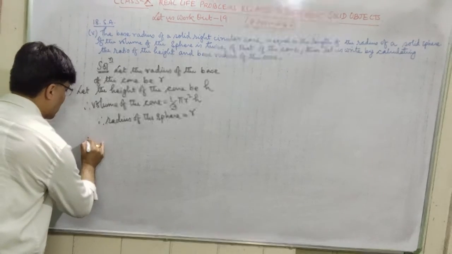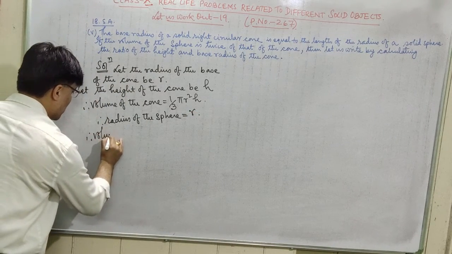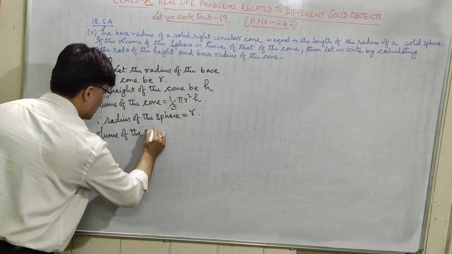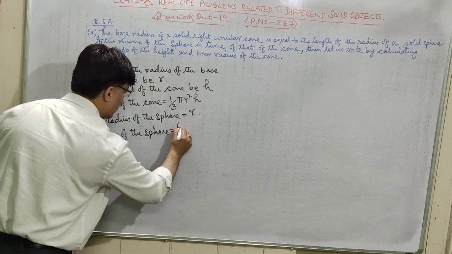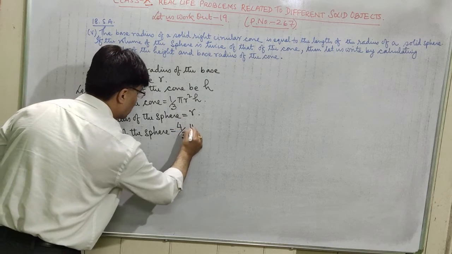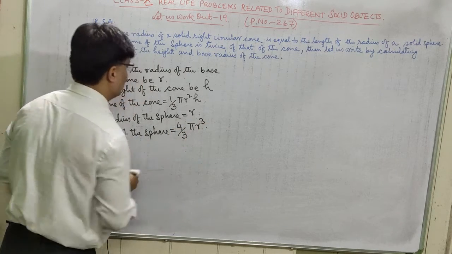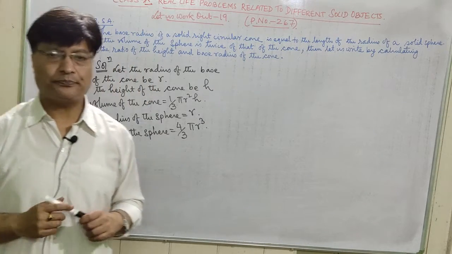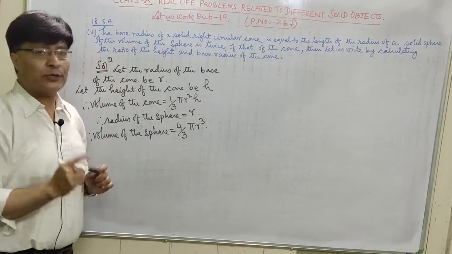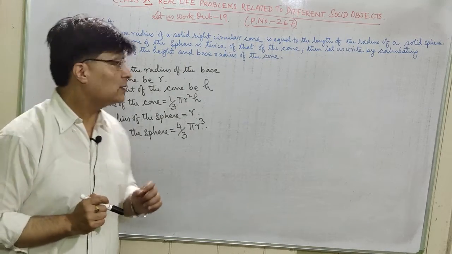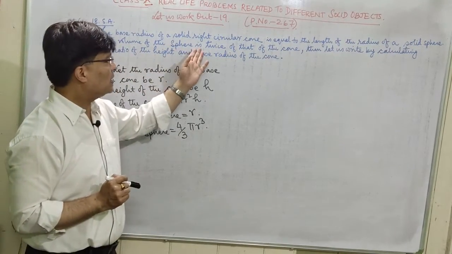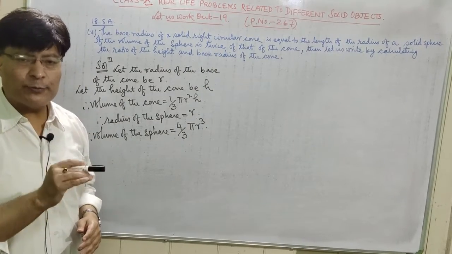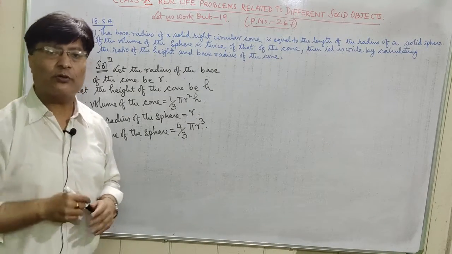So let us find out the volume of the sphere. What is the formula? It is 4/3 pi r cube. Now in the question, the condition is given that the volume of the sphere is twice that of the cone. That is, the volume of the sphere is equal to 2 into the volume of the cone.